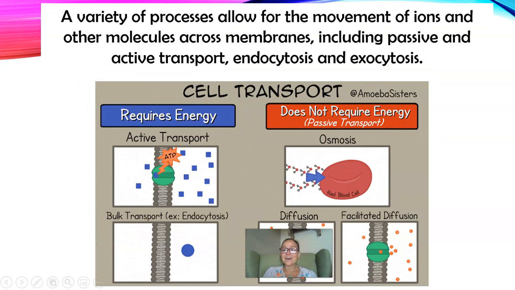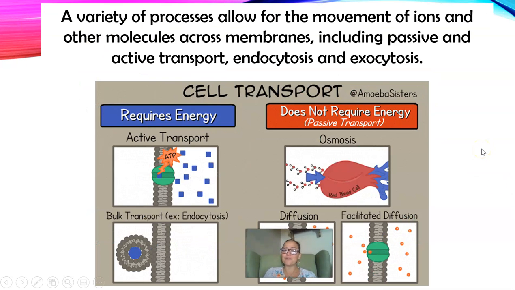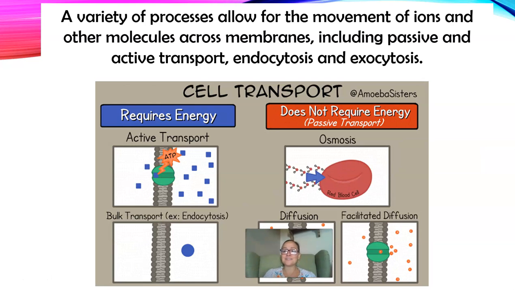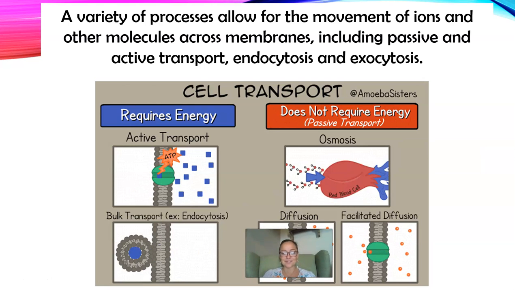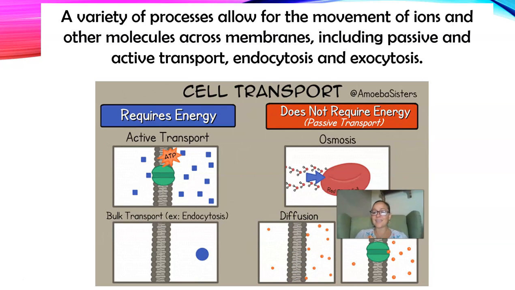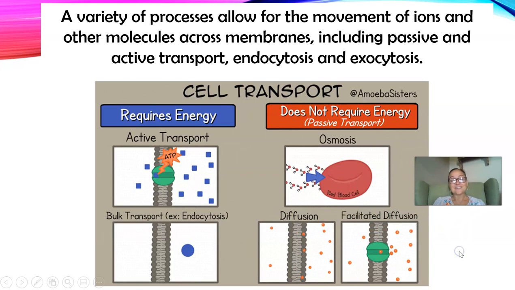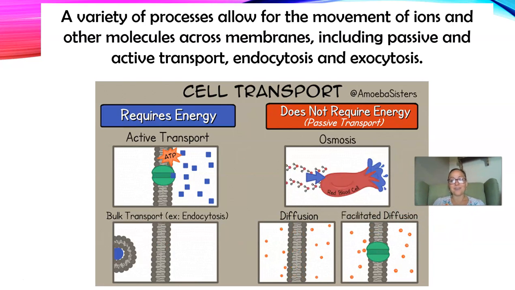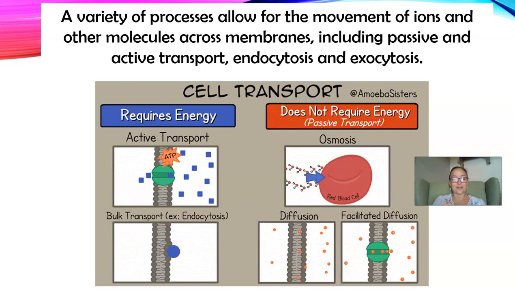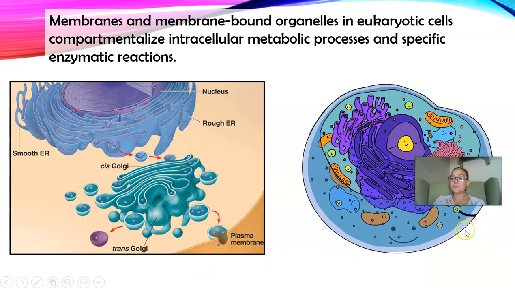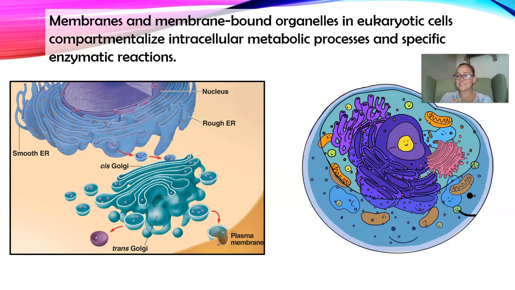Okay. A variety of processes allow for the movement of ions and other molecules across membranes, including passive and active transport, endo and exocytosis. That's basically a nice summary slide of the different types of transport that we have talked about so far. So moving on, we're almost done, only 2 more sections.